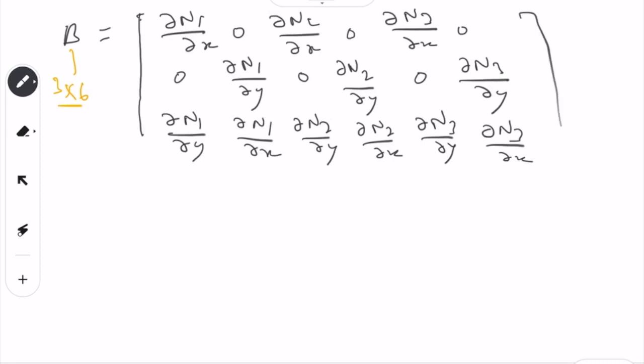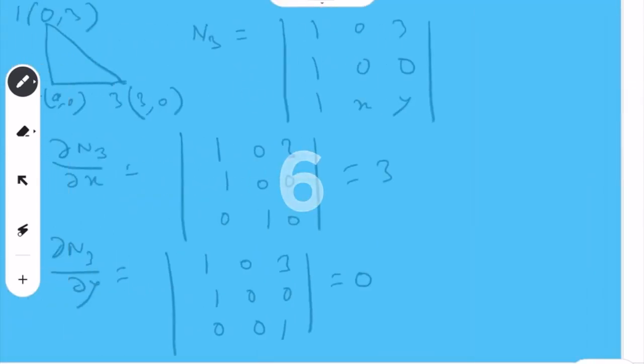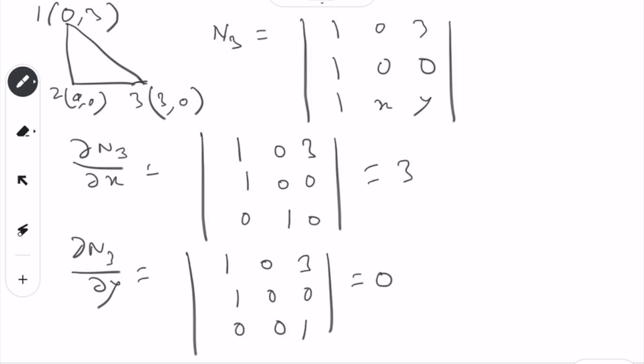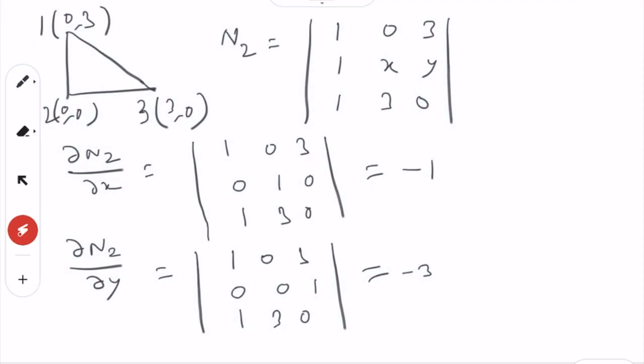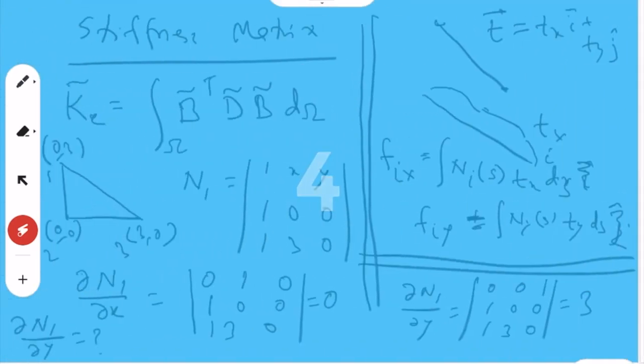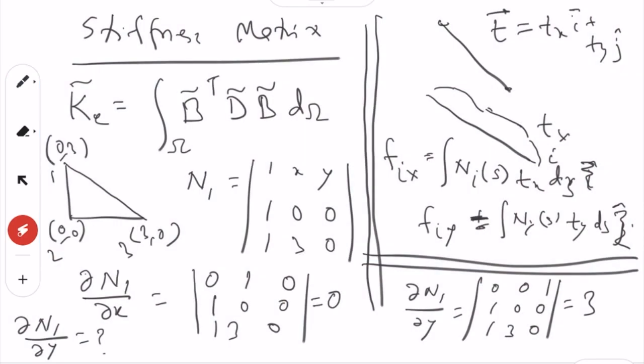So this we studied in the last video lecture. So we know what the value will be here. We got all constants only, and in the case of the heat transfer problem also we had got a constant B matrix, although the dimension was different. Okay, so we have 0, 0 and 3 because of the 1.